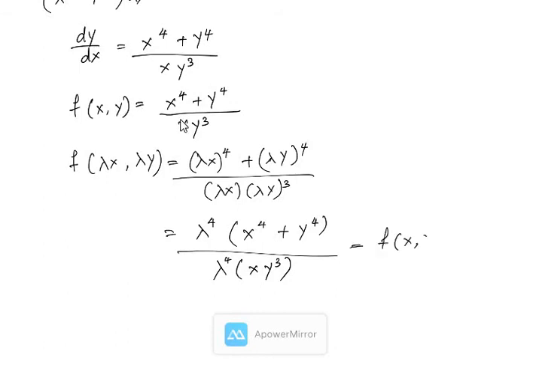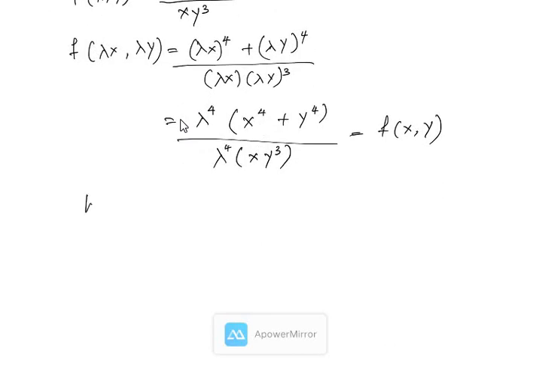This means that it is a homogeneous differential equation with degree equal to 4. So step 2 is using the transformation of y equal to vx, since this is a homogeneous equation. So we use the product rule, and we obtain dy over dx equal to x dv over dx plus v.